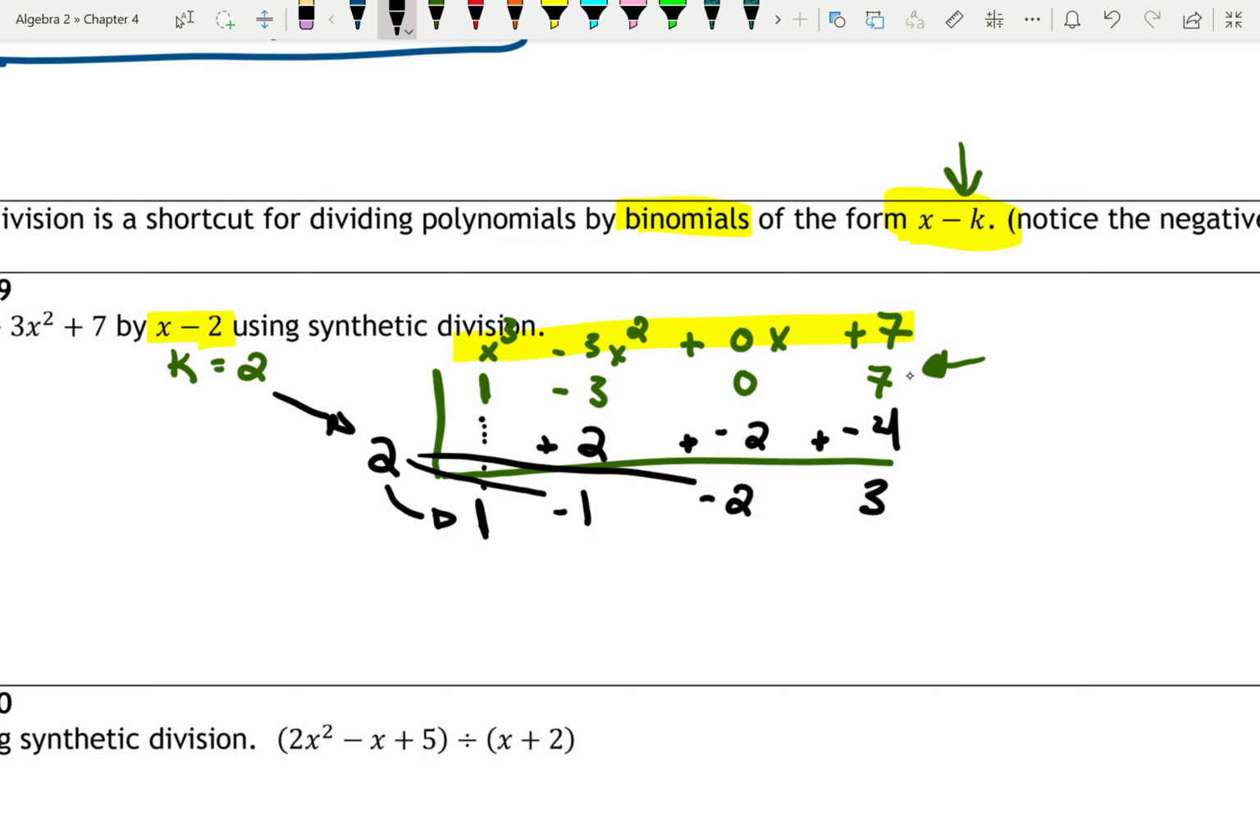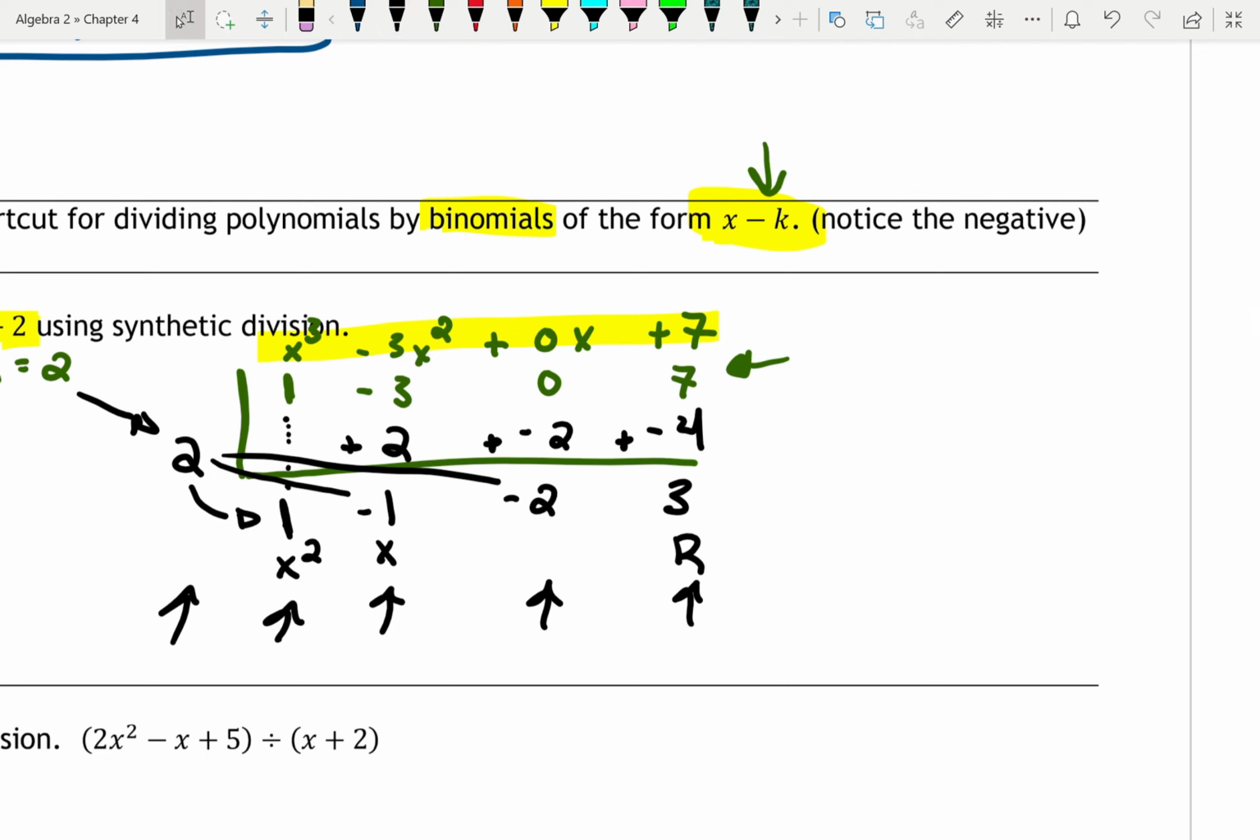This last piece will always be your remainder. And then the piece before it will be your constant. And then before that will be your linear term. And then your quadratic term. So you just kind of count up. You have remainder, constant, linear, quadratic. And if you had another row, then you'd have an x cubed, x to the 4th, and so on.